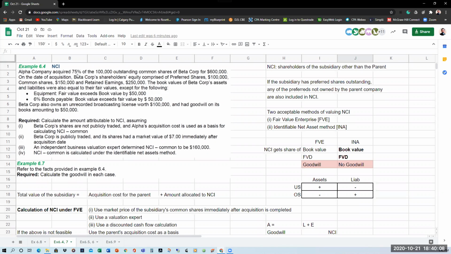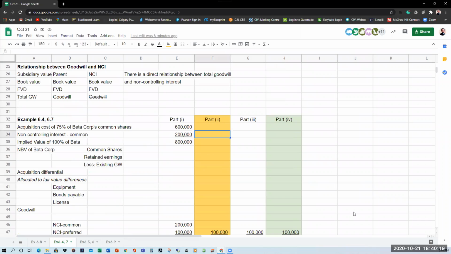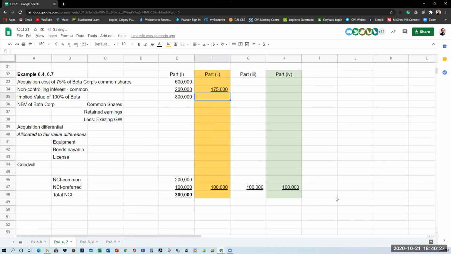25,000 shares at $7, 175,000, exactly. So the answer to part 2 is non-controlling interests will have a value of $7 times 25,000, 175,000. That 175,000 is the value of NCI common. Add to that $100,000 for NCI preferred, and we get total non-controlling interest, $275,000.